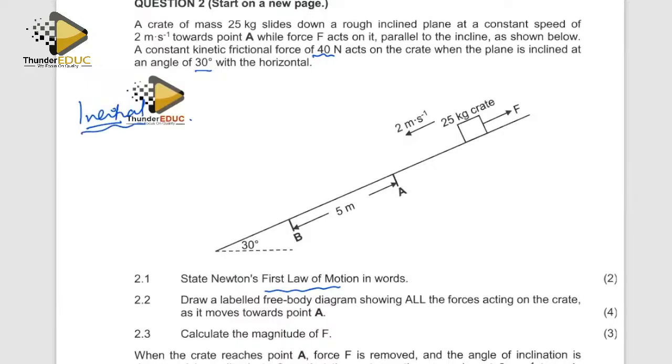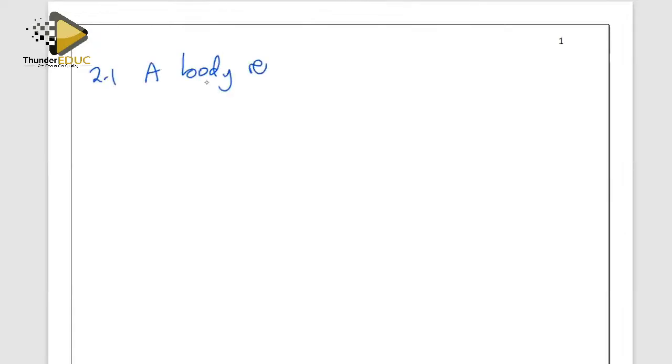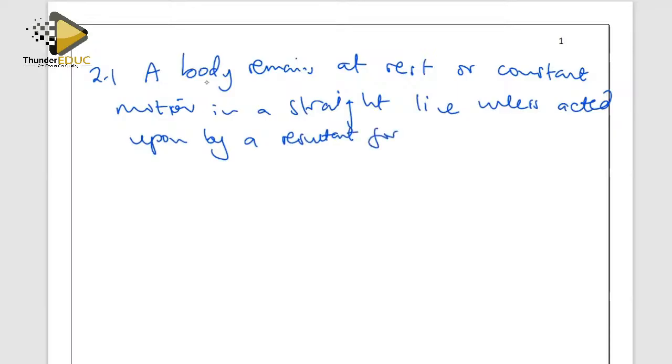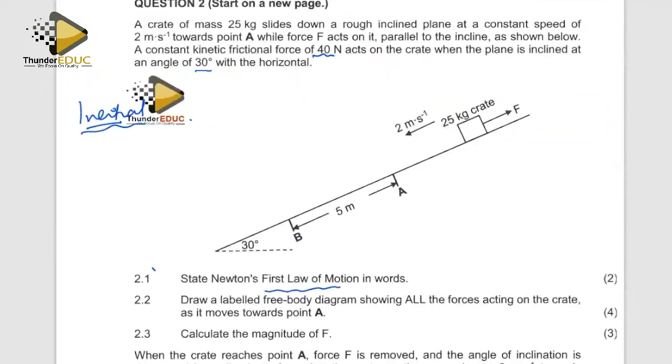That a body remains at rest. Let me write it this side. So this is 2.1. They're telling us that a body remains at rest or in constant motion or speed in a straight line, unless acted upon by a resultant force, or we can call it an external force. So unless we have something extra acting on it, we expect the body to continue moving in the same direction or resting the way it is.